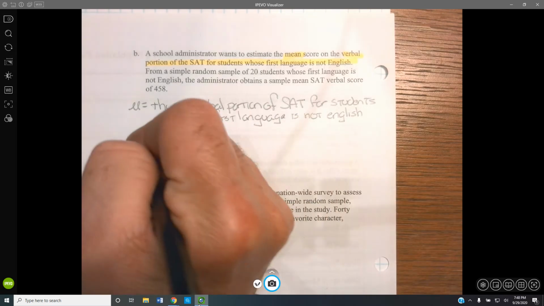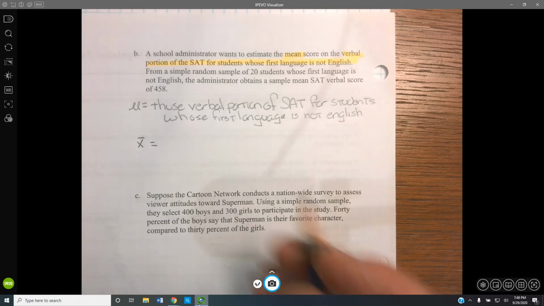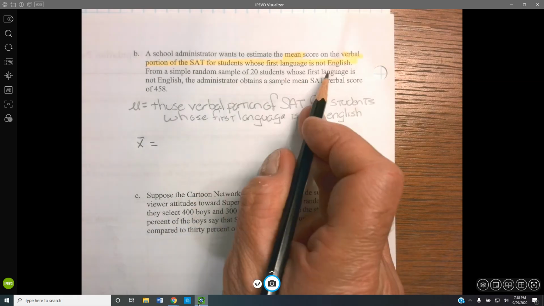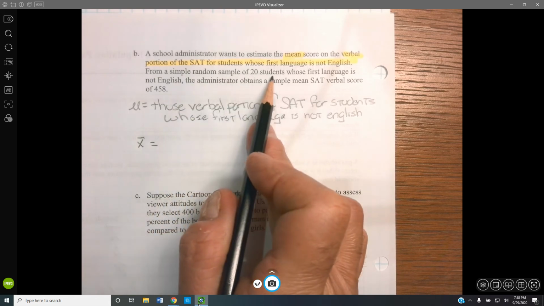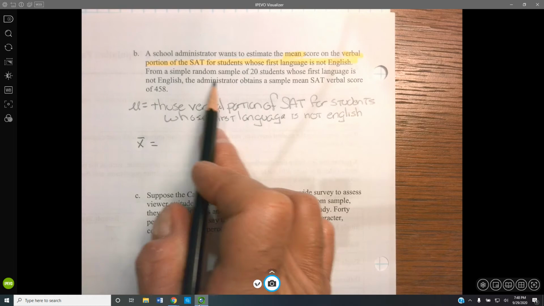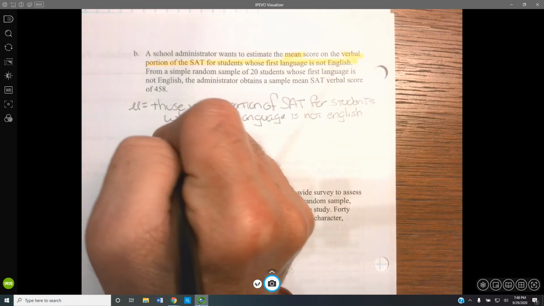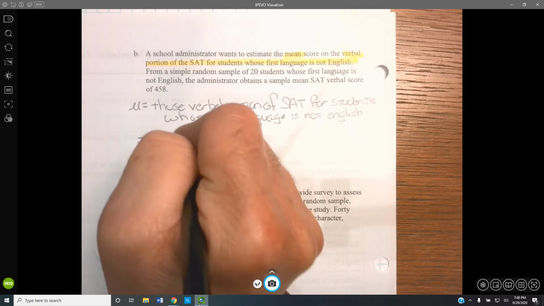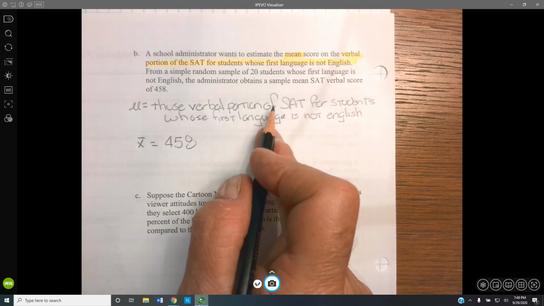So a mu gives an x bar response as a statistic. And that statistic is going to be, I got to go find it. So from a simple random sample of 20 students, that's not it. That just tells me n. Whose first language is not English, the administrator observed a mean sample of 458. That's the statistic that correlates to the population parameter.